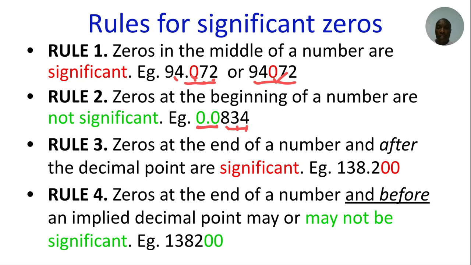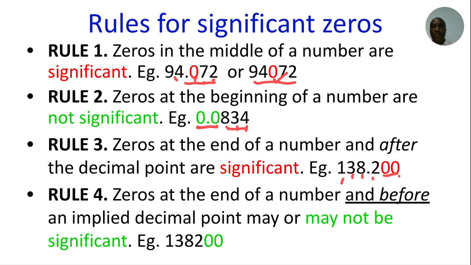Then we have rule number 3, the zeros at the end after the decimal point. They are also very significant. Like in this case, we have these 2 zeros. They're significant, meaning that in this number, let's count the number of significant figures. This is 1, 2, 3, 4, 5, 6. So we have 6 significant figures.